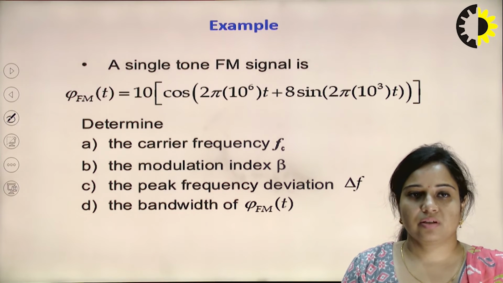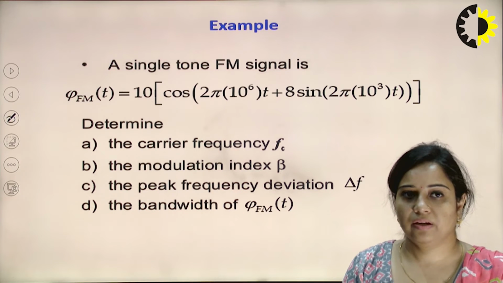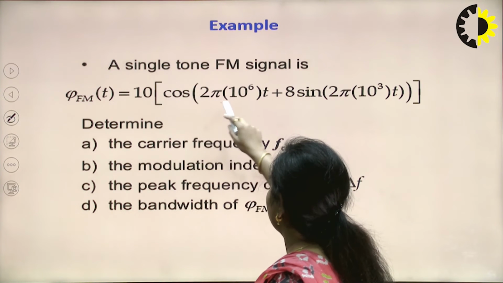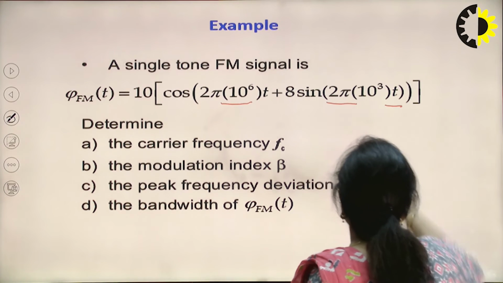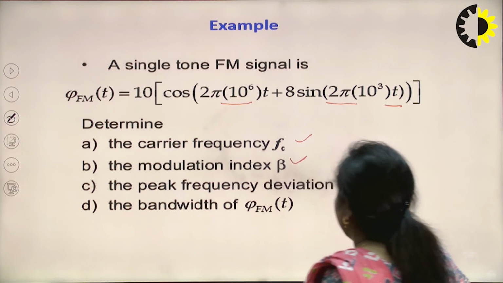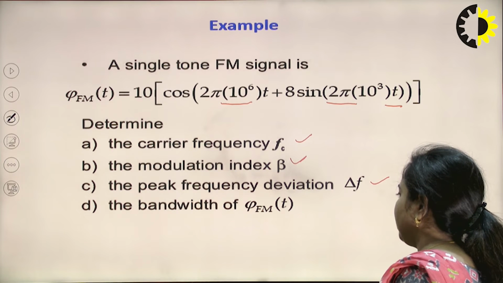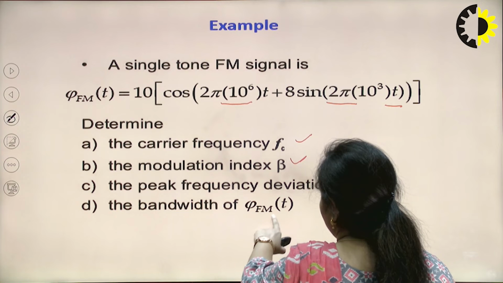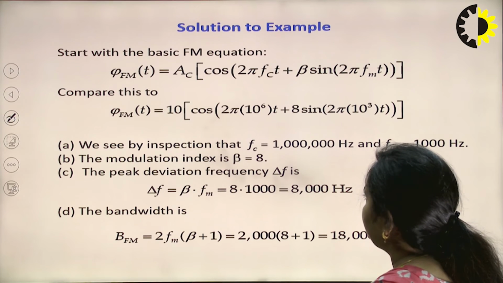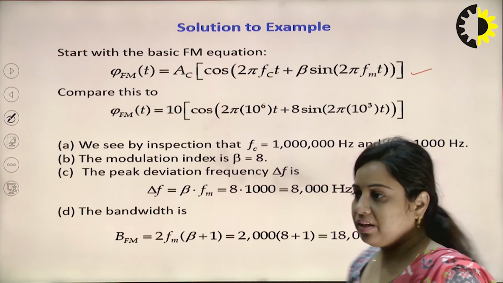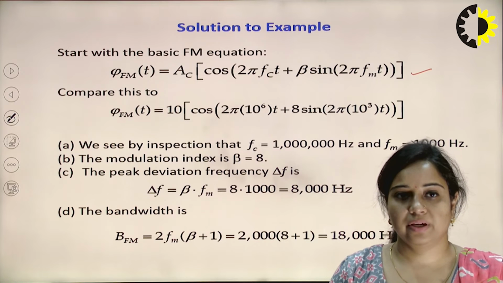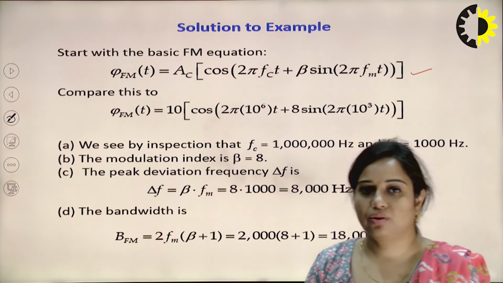Now we will discuss some examples of how we are going to solve the numericals. The first one is a single tone FM signal. Its equation is given by 10 cos(2 pi 10^6 t + 8 sin(2 pi 10^3 t)). We have to determine the carrier frequency, modulation index, frequency deviation, that is delta f, and we have to calculate the bandwidth of this particular kind of signal. First we have to write the basic FM equation, because whatever equation is given in your numerical, you have to write the standard equation to compare with, and some of the parameters you can find out after comparing.